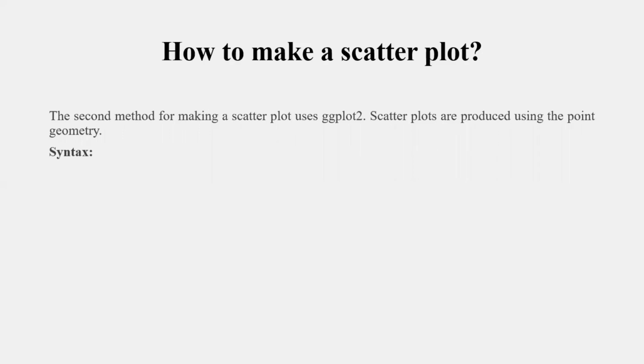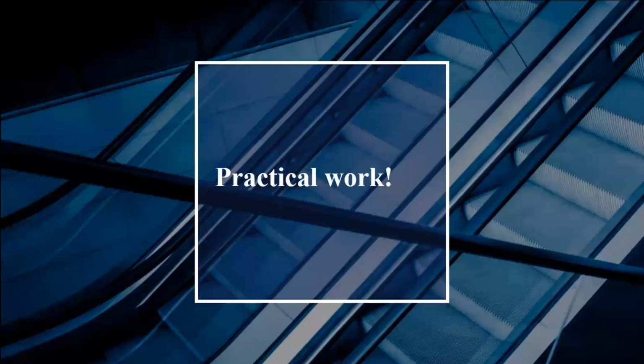So how to make a scatter plot the second way? The second method for making the scatter plot uses ggplot2. Scatter plots are produced using the point geometry. The syntax for it is quite simple. Just say the ggplot function, pass the geom_point function, the data frame, and some parameters. Now let's do some practical work.